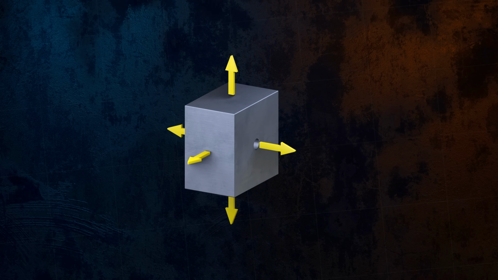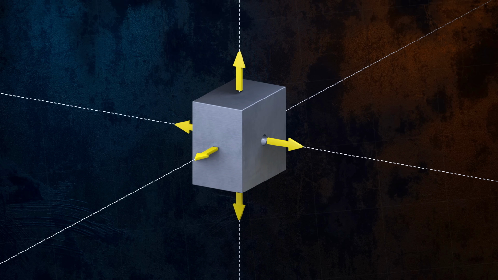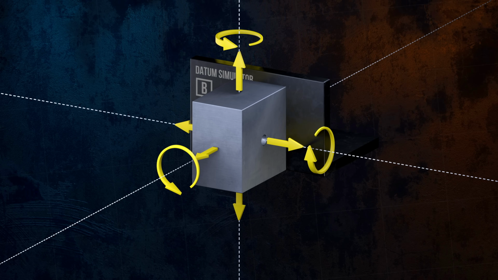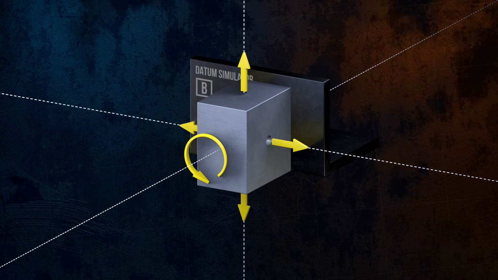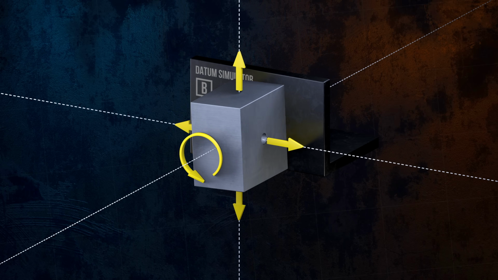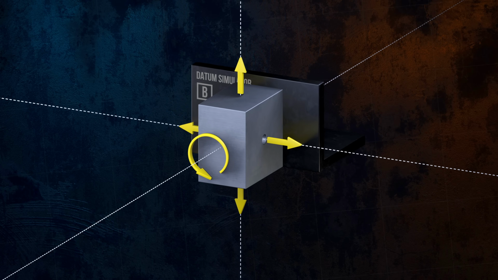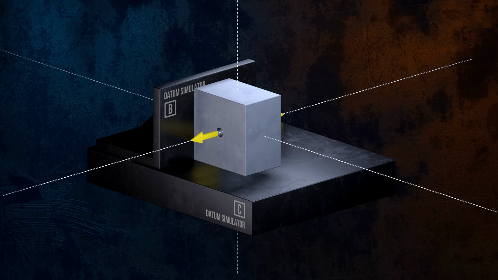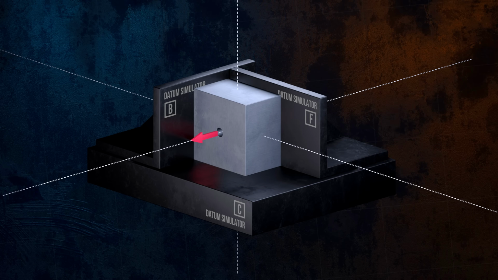A part just floating in space is said to have 6 degrees of freedom. It can translate left and right, up and down, and forward and back, and it can rotate around those 3 axes. If we hold the datum feature against a datum simulator, 3 of the 6 degrees of freedom are immobilized. The part can now only translate left and right, and up and down, and it can only rotate around a single axis. Restraining one more datum feature constrains another 2 degrees of freedom. And by restraining a third, the part is fully immobilized and can be inspected.